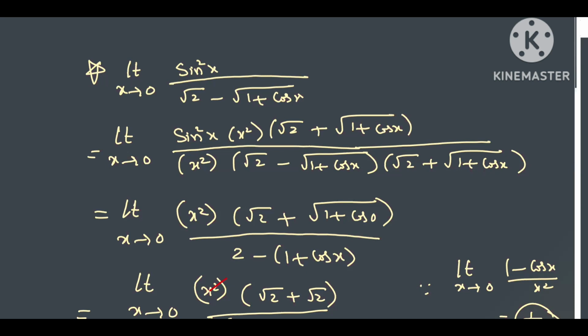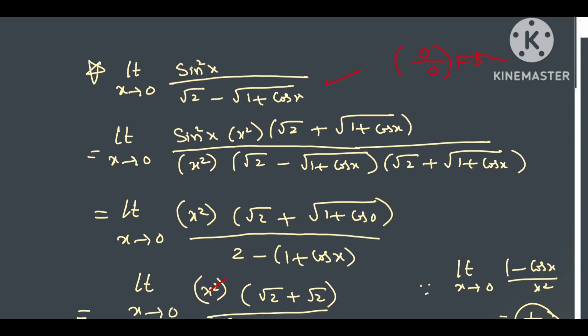What is the statement? Limit x tends to 0, sin square x by root 2 minus root under 1 plus cos x. Now substitute 0 in the expression. What is the form? 0 by 0 form. Now we should use the rationalization method.